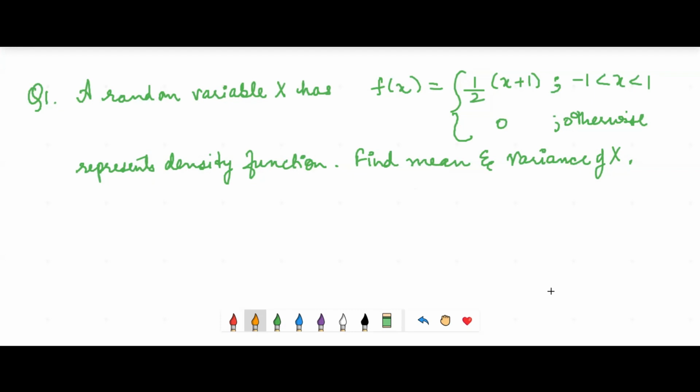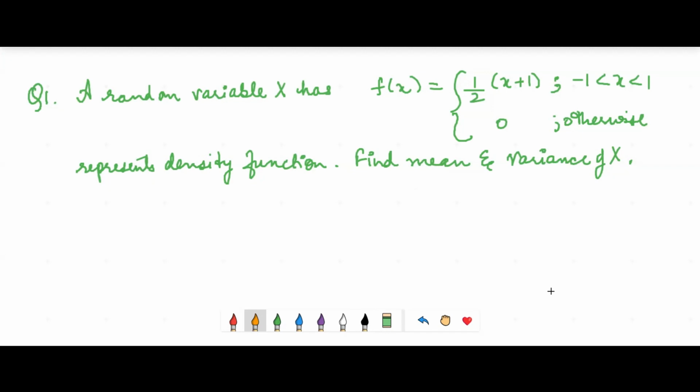In today's lecture, we'll be discussing certain more questions of mathematical expectation and variance. In the last lecture, I discussed the discrete random variable questions. In today's lecture, we'll be talking about continuous random variables. So we have our first question.